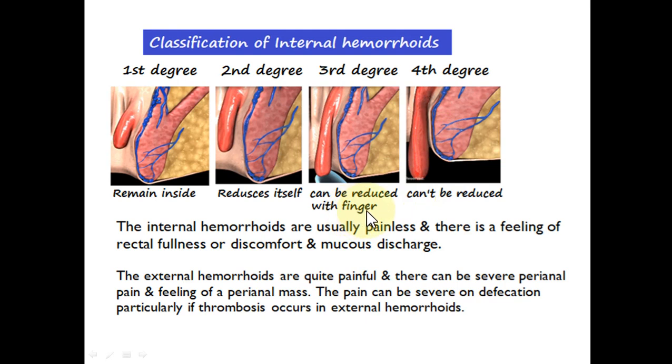The internal hemorrhoids are usually painless, and sometimes the patient may complain of rectal fullness or discomfort, and sometimes they may be associated with a mucus discharge. In contrast, the external hemorrhoids are very painful, and there can be severe perianal pain and a perianal mass. This type of pain becomes very severe on defecation, and particularly if thrombosis occurs in the external hemorrhoids.